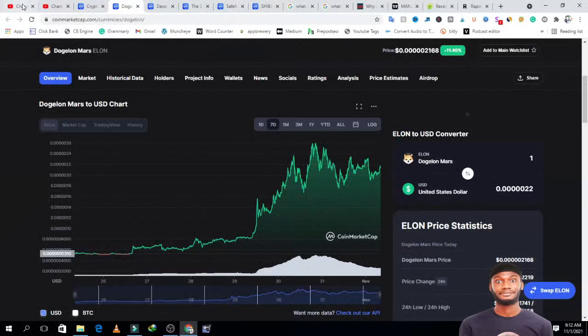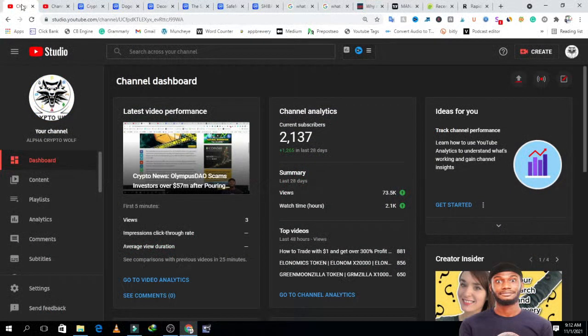So these are my top five cryptocurrency picks for this week. We have Shiba Inu, SafeMoon, Sandbox, Dogecoin Mars and Decentraland.